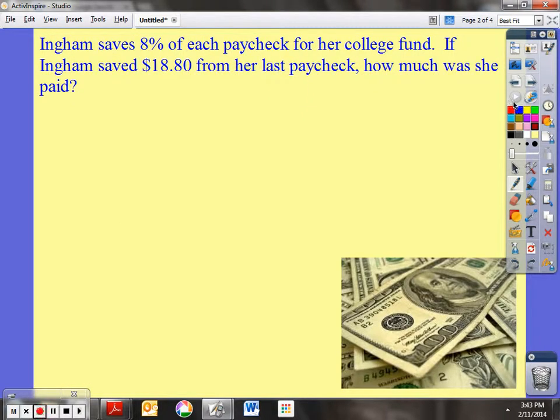Ingham saves 8% of each paycheck for her college fund. If Ingham saved $18.80 from her last paycheck, how much was she paid? Okay, a couple of things here. I see 8%. 8% of her paycheck. Now, I don't know what her paycheck was, but her paycheck is something. If Ingham saved $18.80 from her last paycheck, how much was she paid?